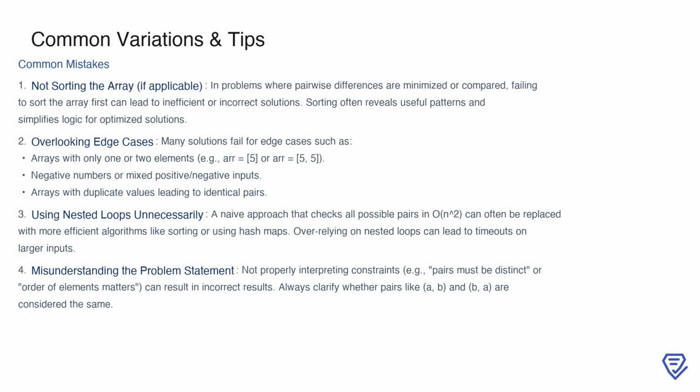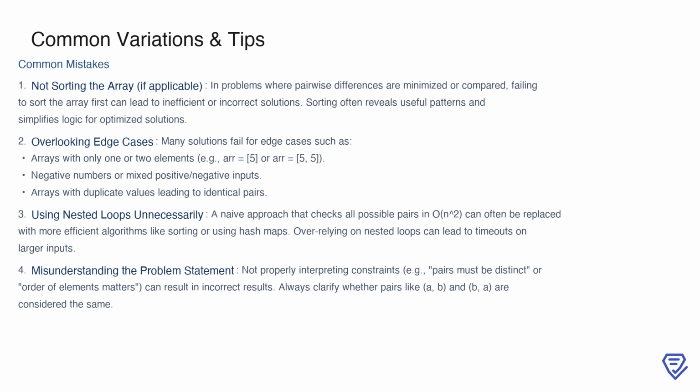Without sorting, you may end up with inefficient or incorrect results. Another frequent pitfall is overlooking edge cases. For example, arrays with only one or two elements, such as [5] or [5, 5], require special handling. Similarly, mixed inputs involving negative numbers or duplicates can lead to unexpected behavior if not accounted for. Additionally, relying on nested loops to check all possible pairs can result in n squared time complexity, which is impractical for large inputs. Instead, more efficient algorithms, like sorting or hash maps, should be used.